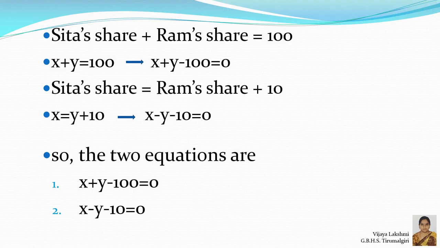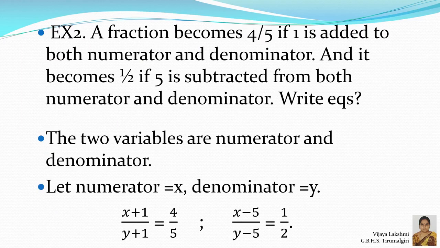Then the second condition is Sita's share is equal to 10 more than Ram's share. So Sita's share will be Ram's share plus 10. So indicating them with x and y, x is equal to y plus 10, bringing all the right hand side terms to the left hand side, x minus y minus 10 equal to 0. So the two equations are x plus y minus 100 equal to 0, x minus y minus 10 equal to 0.